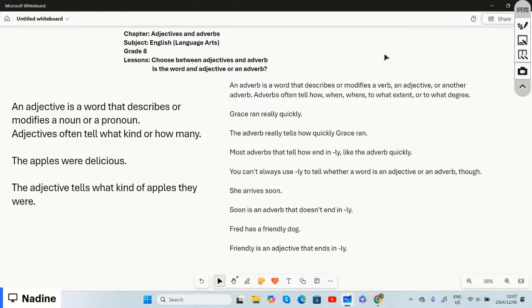All right. So when it comes to adjectives and adverbs, an adjective is a word that describes or modifies a noun or a pronoun. And adjectives often tell us what kind or how many.